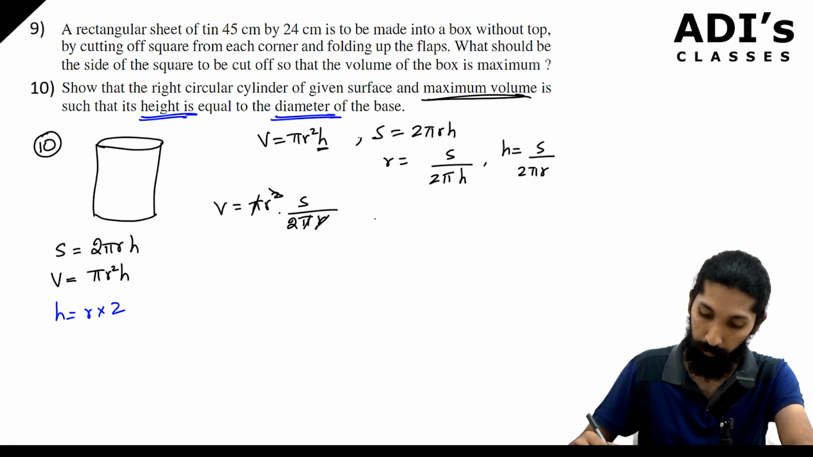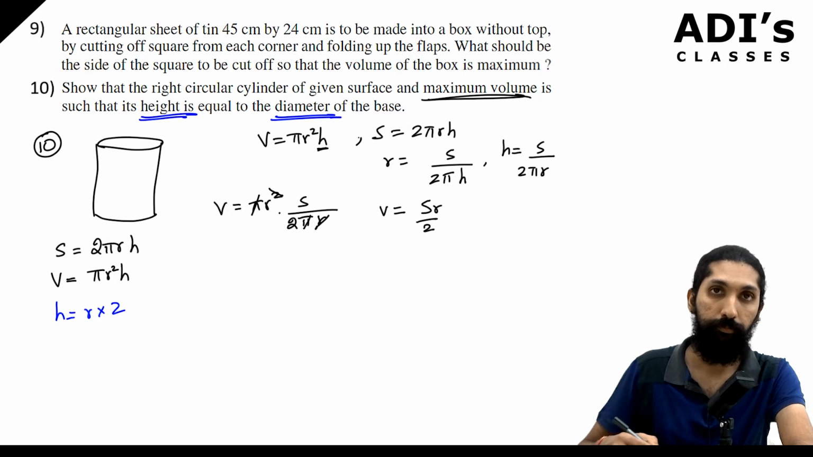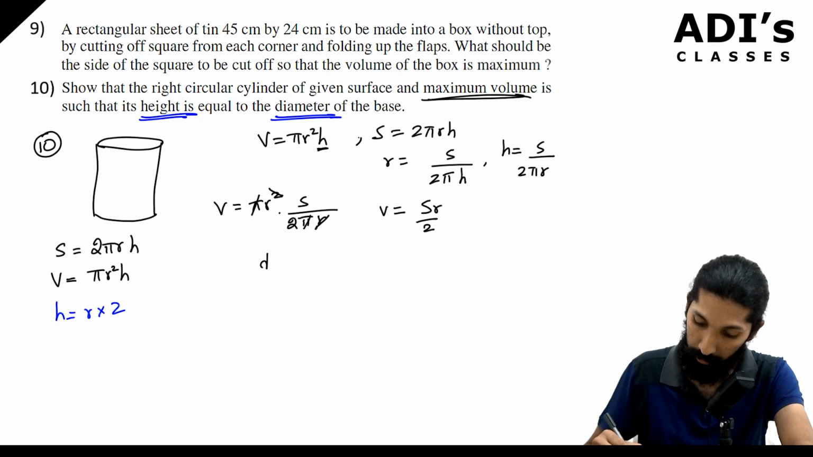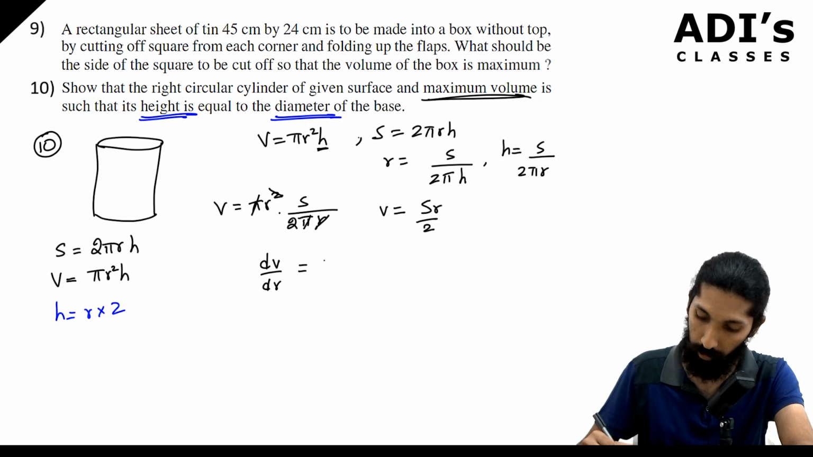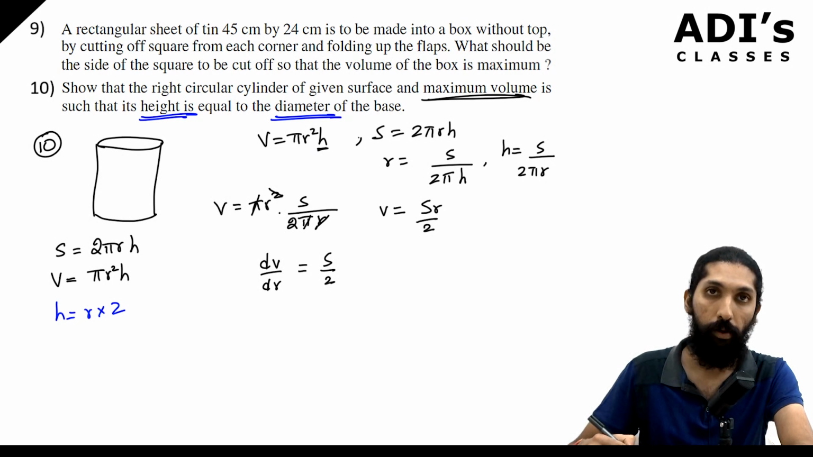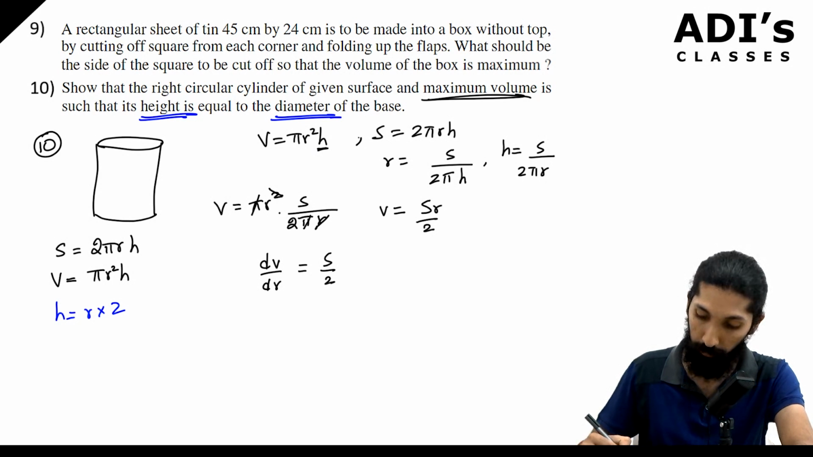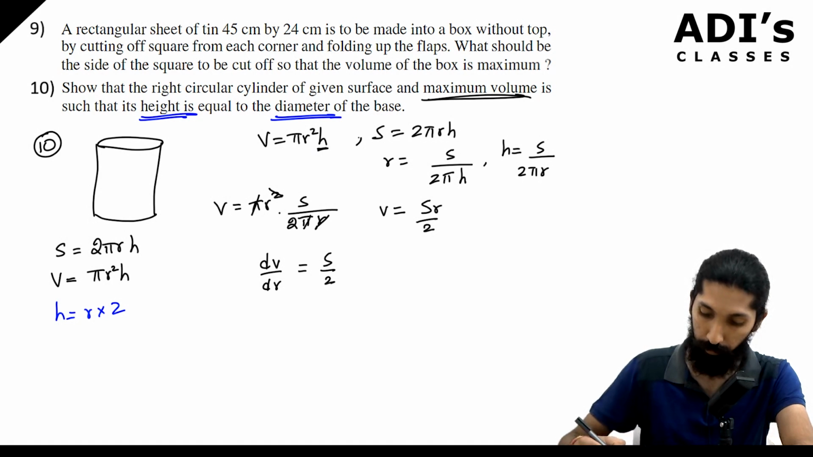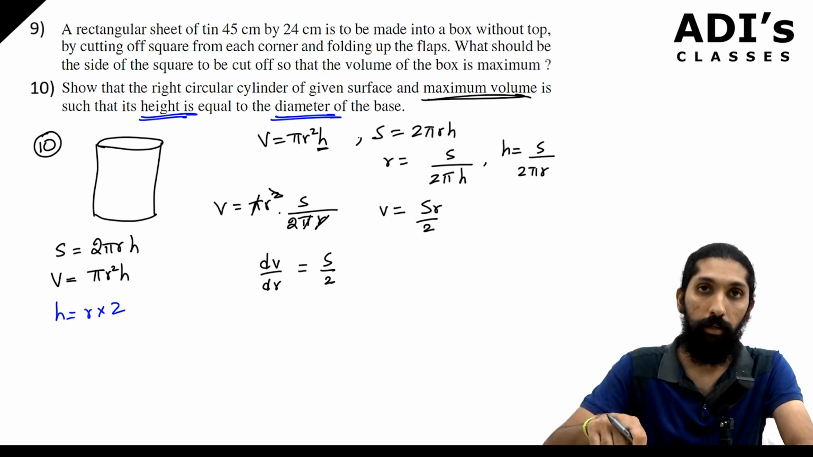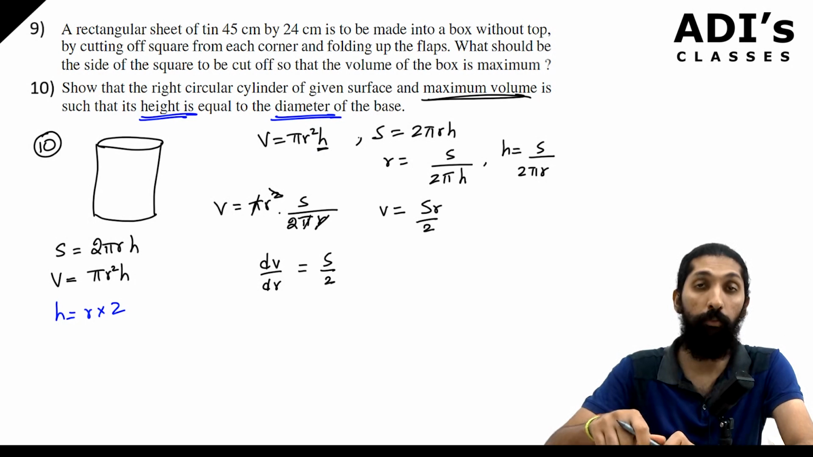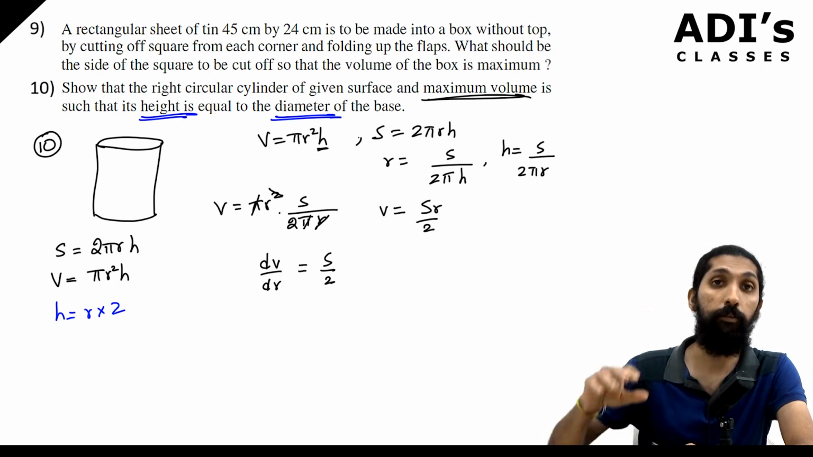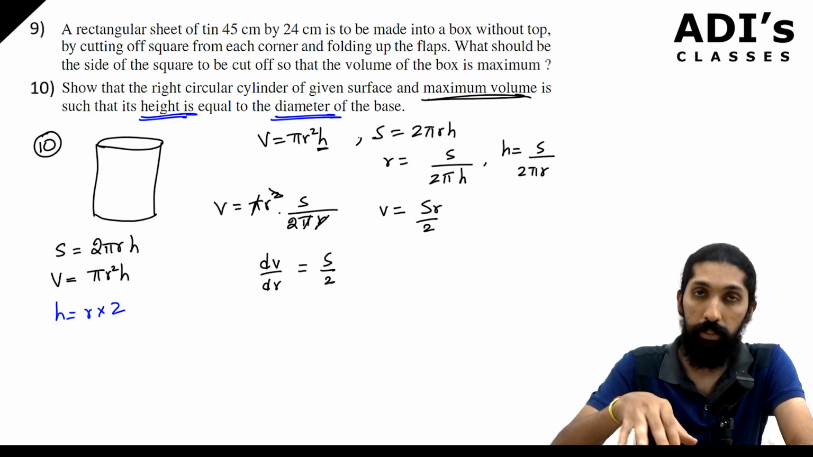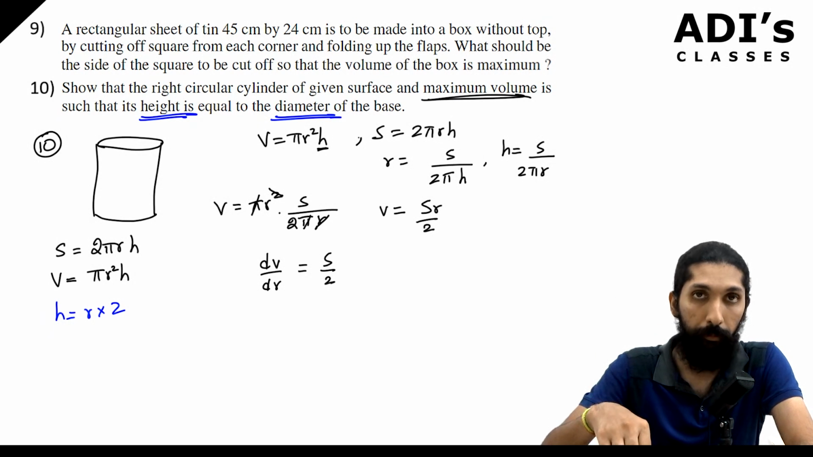So you end up with V is equal to S into r divided by 2. So now you do dV by dr is equal to S divided by 2. Correct? Now when you have S divided by 2, what we are going to look at is the volume change. dV divided by dr, the rate of change of volume with respect to radius, is giving me S divided by 2.